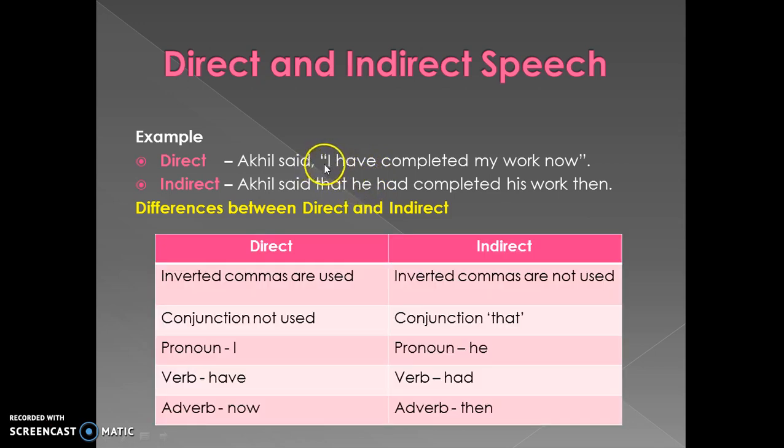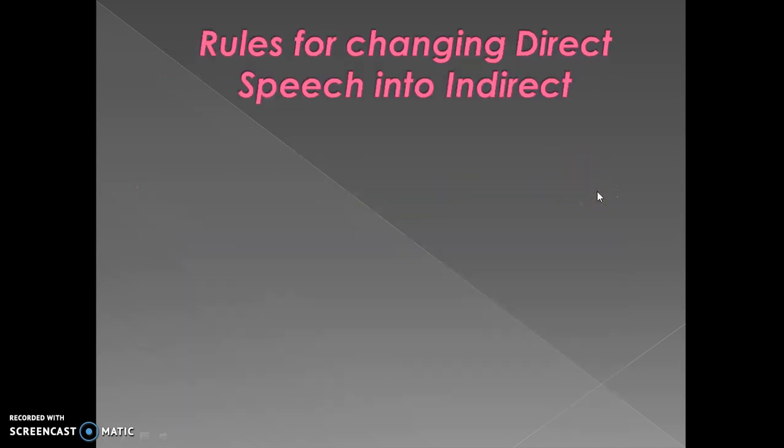Inverted commas are used in direct speech, whereas they are removed in the indirect speech. No conjunction is used in the direct speech, whereas the conjunction that is used in the indirect speech. The I pronoun in the direct speech is changed according to the person in the indirect speech as he. The present tense verb in the direct speech has been changed to the past tense verb in the indirect speech. The adverb now in the direct speech is written as then in the indirect speech.